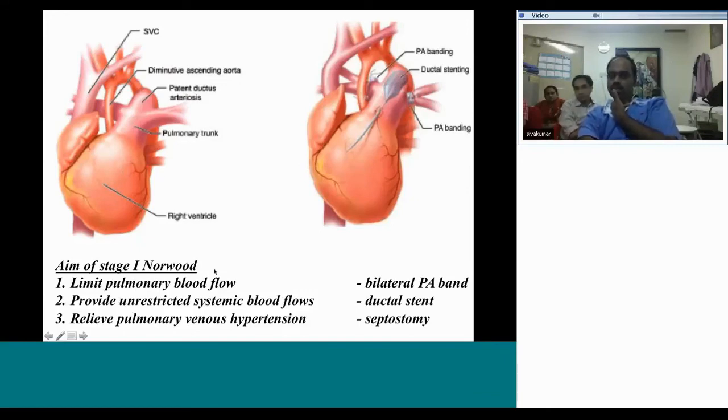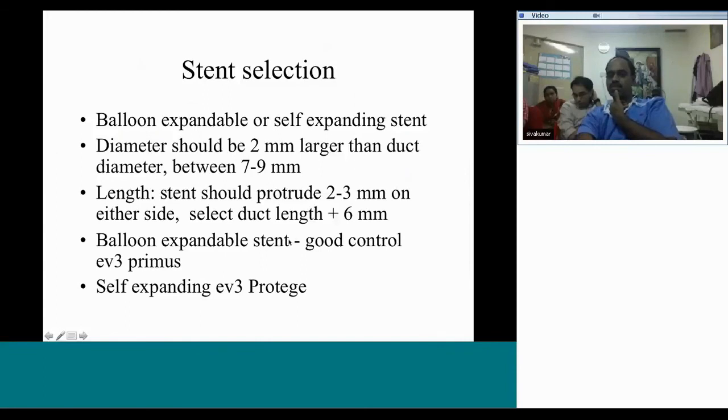So a hybrid stage one Norwood is bilateral pulmonary artery banding to control the pulmonary blood flows, ductal stenting to widen the ductus, and balloon atrial septostomy to relieve the pulmonary venous hypertension. So stage one Norwood is three steps: bilateral PA banding, ductal stenting, and atrial septostomy. How will you choose the stent?